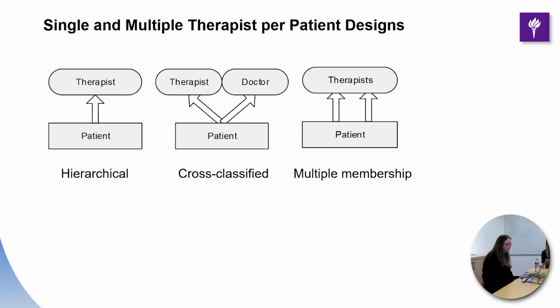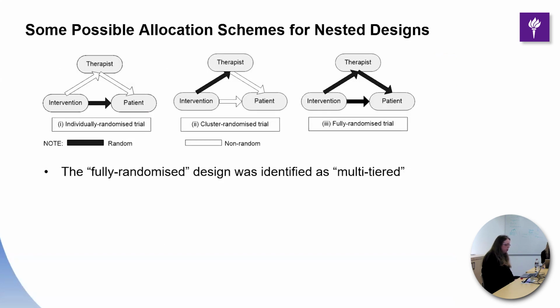I also talked about the fact that there are different relationships between the therapists and the patients. So generally speaking, people assume that there is a single therapist per patient, but it is also quite common that there are multiple therapists per patient or multiple types of healthcare professional involved with each patient. And these lead to different types of design as well. I'm not focusing on the more complicated one of those today. I'm focusing on the hierarchical case where you've got 1 therapist per patient. Back 15 years ago, in my mind, you had these 3 things. You had the intervention, the therapist, and the patient.